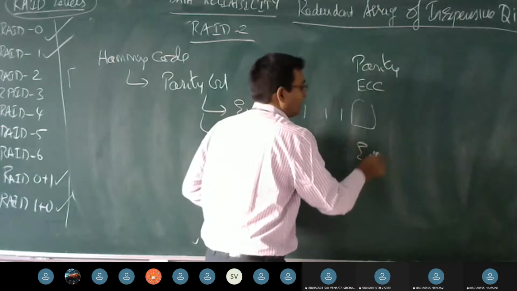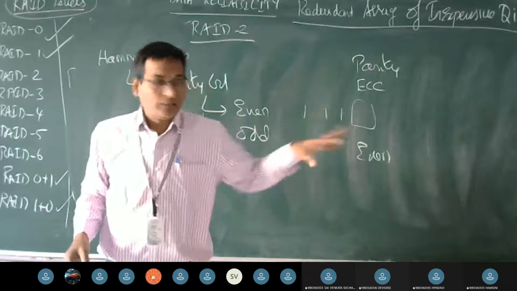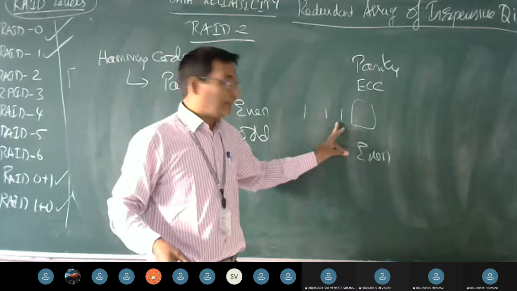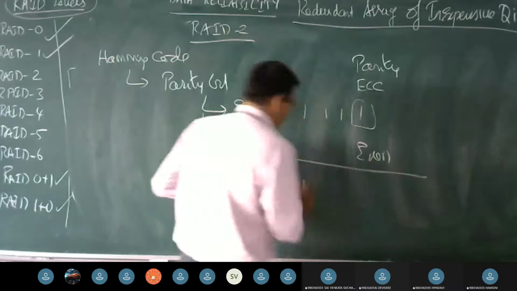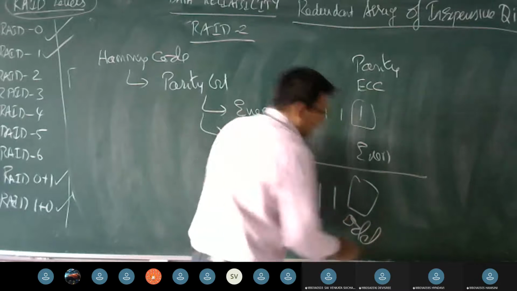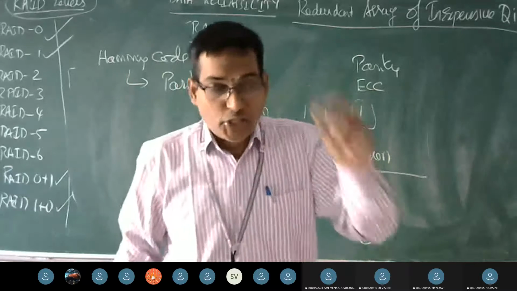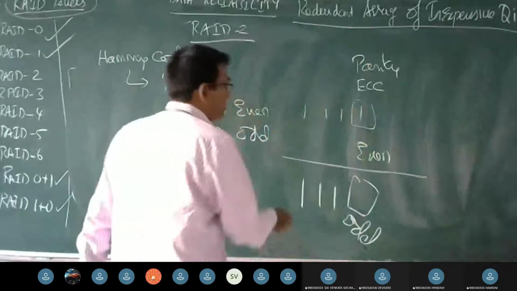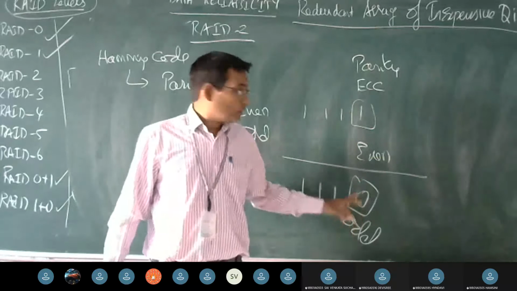assume I take an even parity. It should make all numbers even. So in this case, 3 1s are there across 3 disks. Now the 4th disk I implement as 1. If I do the same thing using odd parity, then in this odd parity I make sure it has an odd number of ones. So there are 0 ones, and I put this value as 0 here.